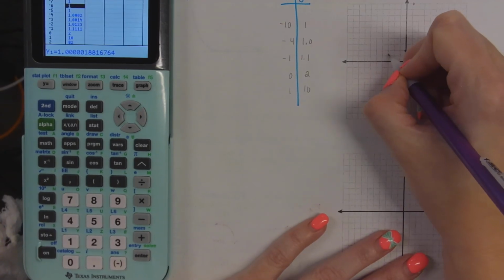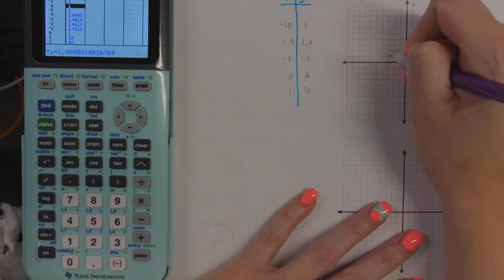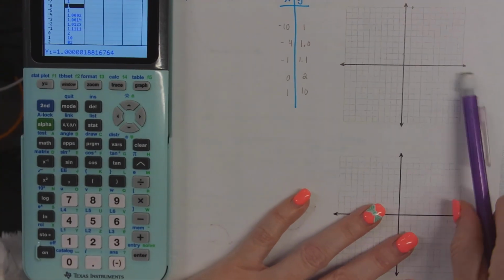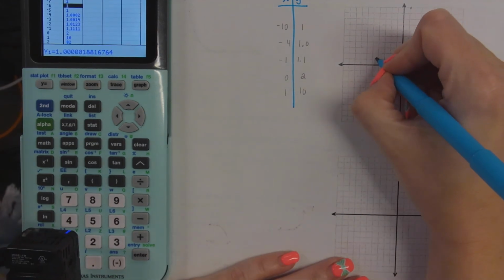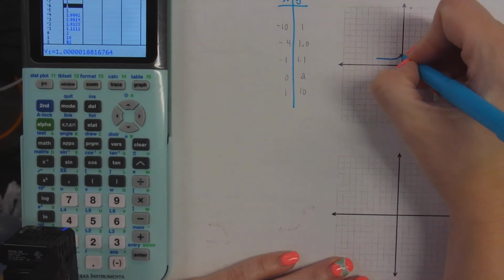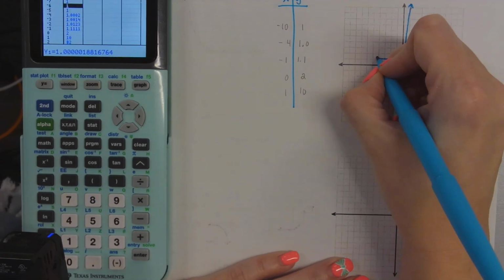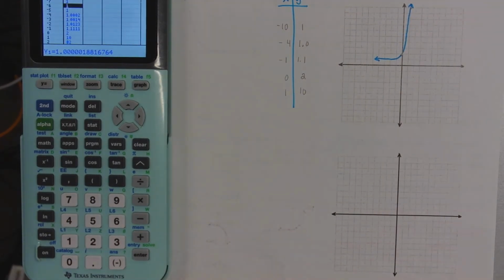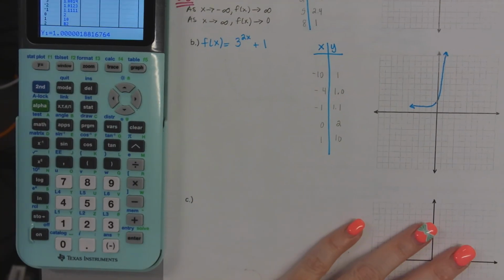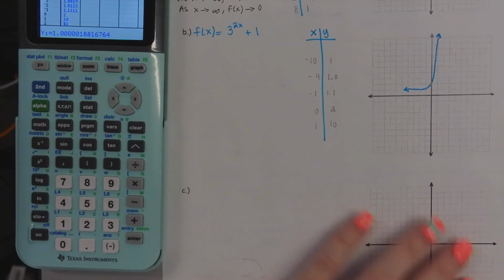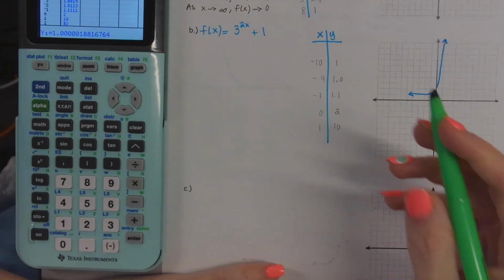And then you can see that it's getting closer and closer to the 1. Okay, so we're gonna put those arrows on there. So that one is pretty steep. Okay, and your asymptote is always what it's getting closer to.